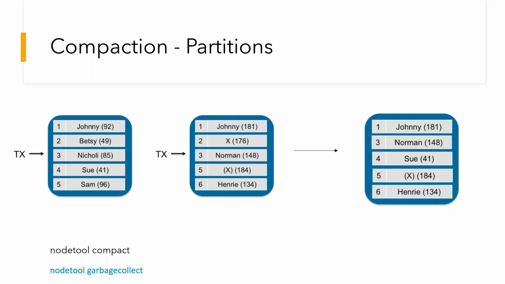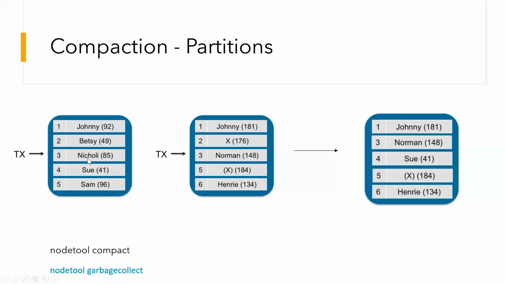So if you see on your left, you have two SS tables. One is having older timestamps, one is having a newer set of timestamps. Johnny is having the same value, nothing changed after a timestamp, so it gets stored on a compacted SS table as the same value, whereas Betsy is something that got deleted. X is like your tombstone. So X got deleted in the second SS table, so you don't see that value in your final SS table after compaction.